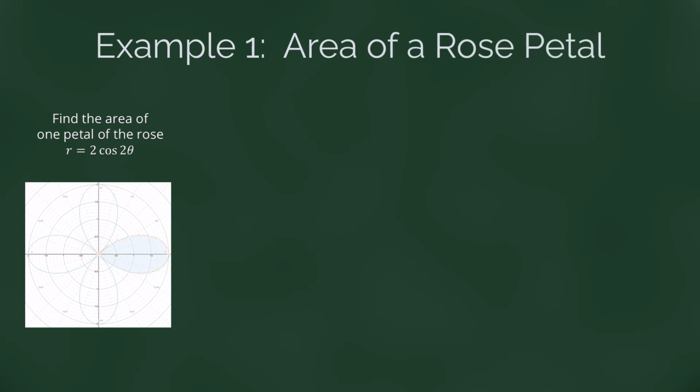Let's go ahead and see if we can figure out the area of one petal of this rose we've been looking at. Its formula is r equals 2 cosine 2 theta. We can see that that petal is carved out for theta values between negative pi over 4 and pi over 4. So our area is going to equal 1/2 the integral from negative pi over 4 to pi over 4 of our radius squared, which is 2 cosine 2 theta, all squared, d theta.